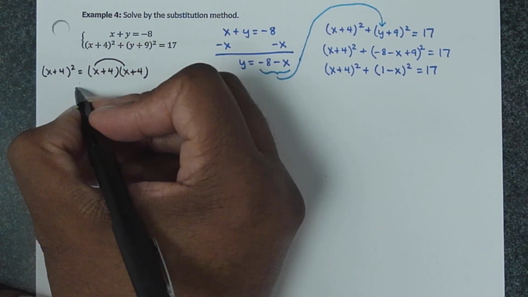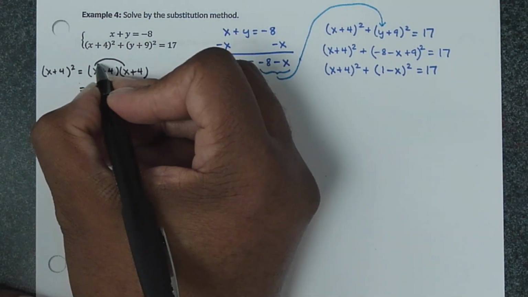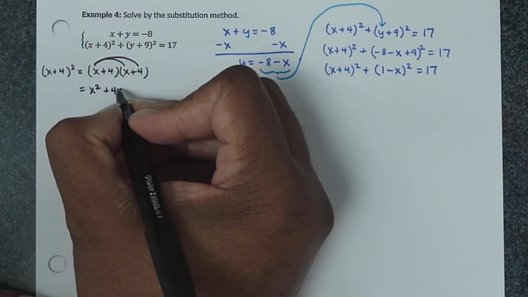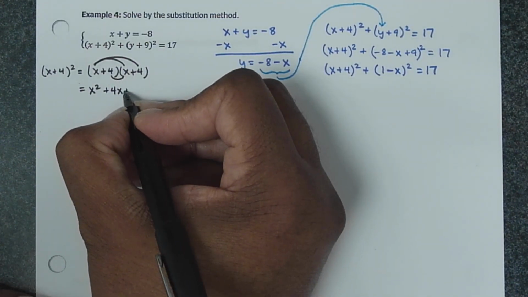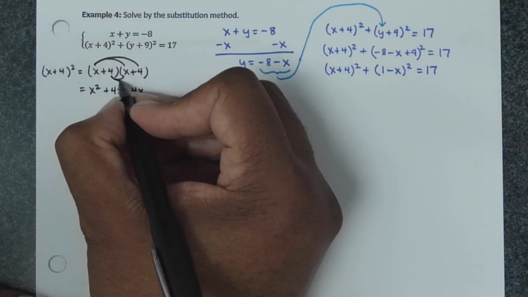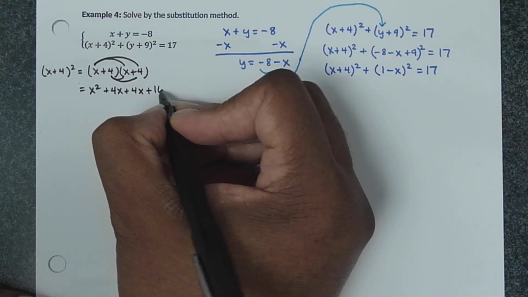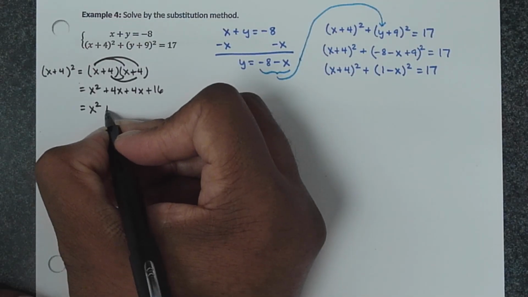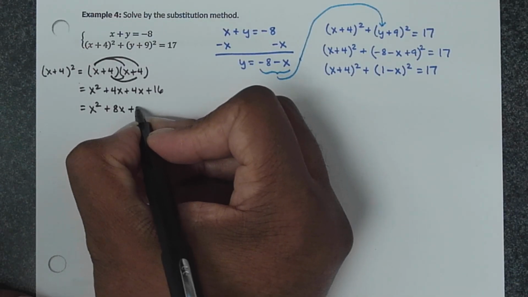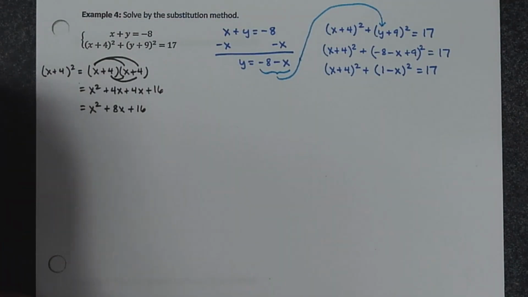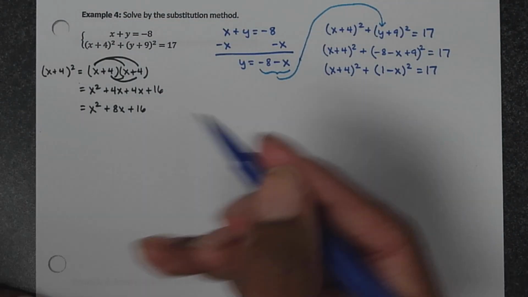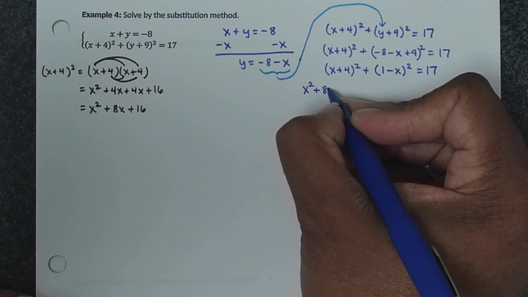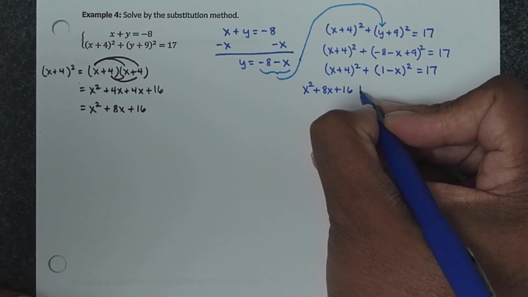So here, x times x, that's x squared. Outer, x times the plus 4 will be plus 4x. The inner, 4 times x would be plus 4x. Last times last, 4 times 4 would be plus 16. So here I got x squared, 4x and 4x will be 8x, and then plus 16. So that's what x plus 4 quantity squared will be. So I'll write in the x squared plus 8x plus 16.